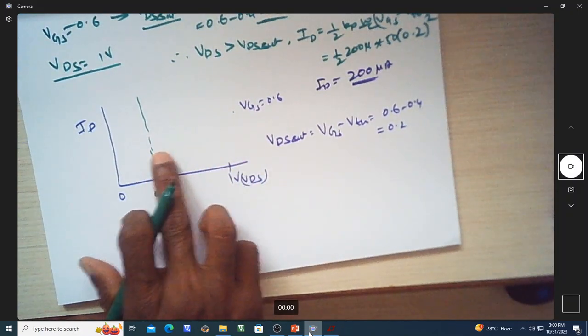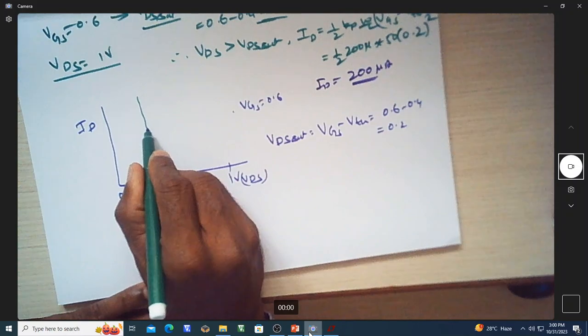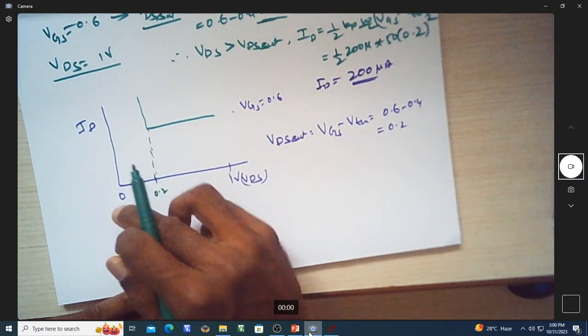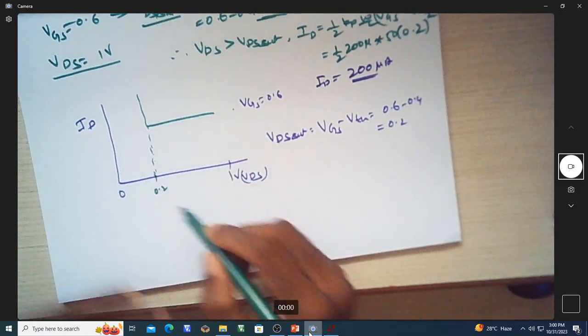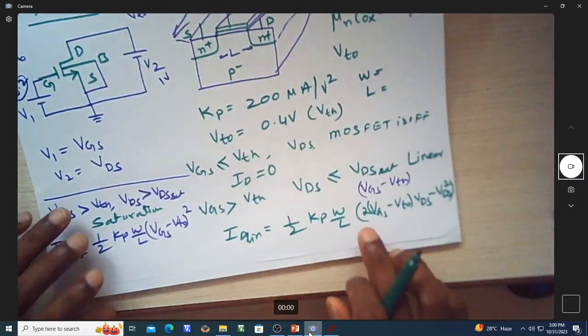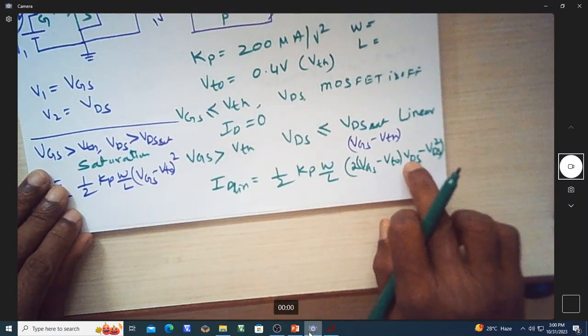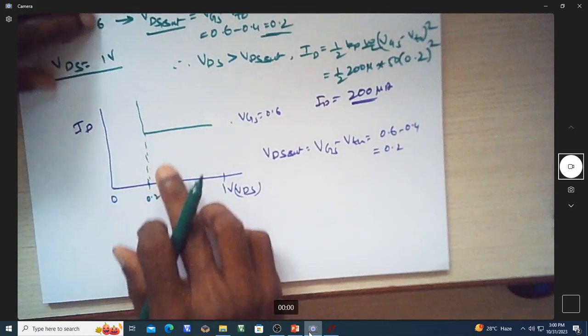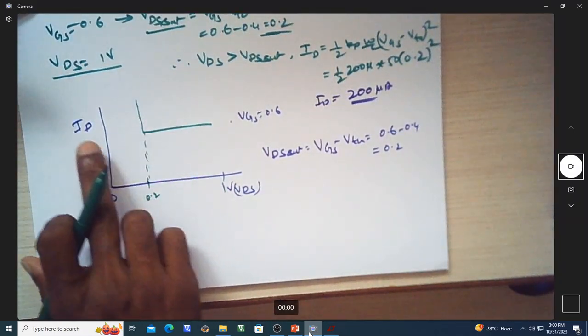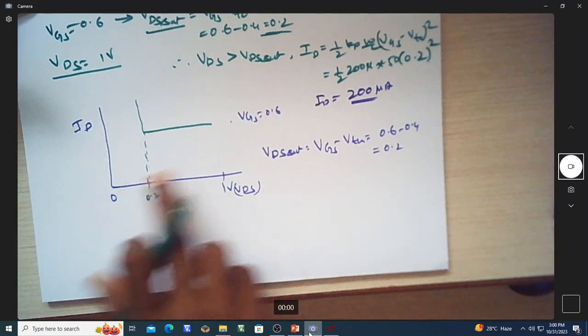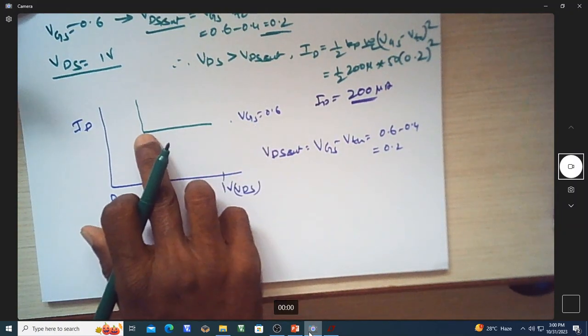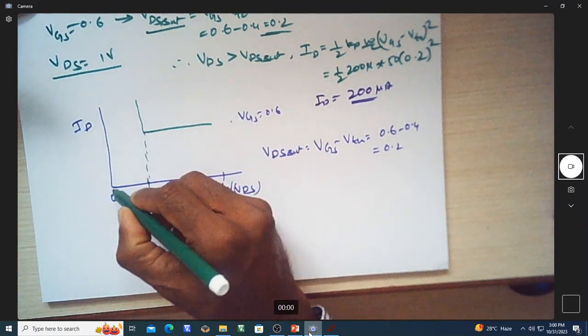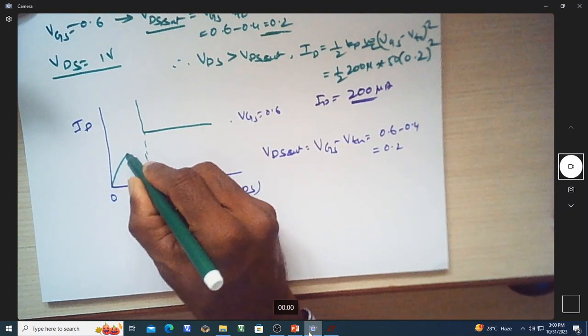So we know that during saturation the current should be constant, whereas in the linear region it should vary with respect to VDS also. Now if you plot the graph of ID versus VDS for a given VGS, it will be constant after 0.2. Before that it will have a variation, something like this.